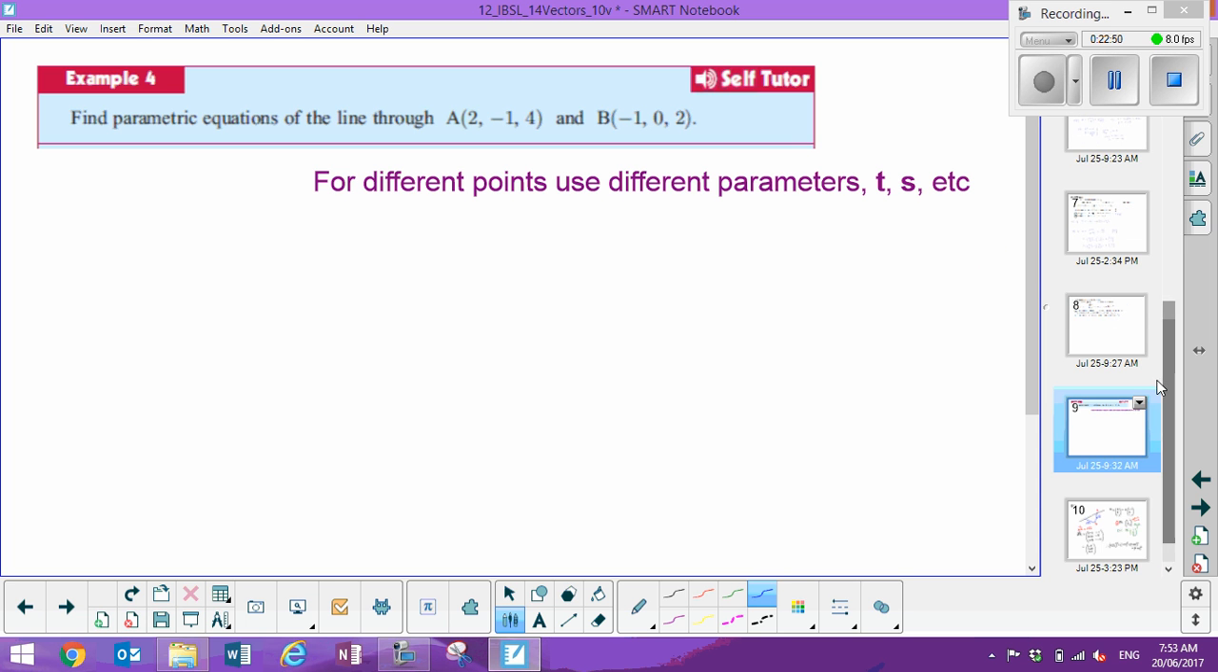So hopefully that's given you a good start on what to do with coming up with lines in both 2 and 3 dimensions.